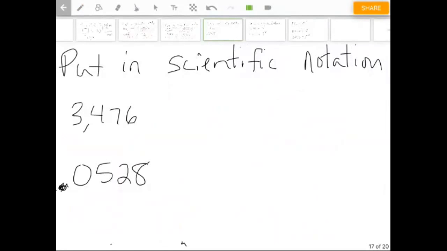All right, so pause the video for a moment, take a second to try these two. So notice one of the numbers is a large number, one's a small number. So one of them's going to have a positive exponent, the other one's going to have a negative. So pause it, take a minute to try it, and then come back and see how you did.